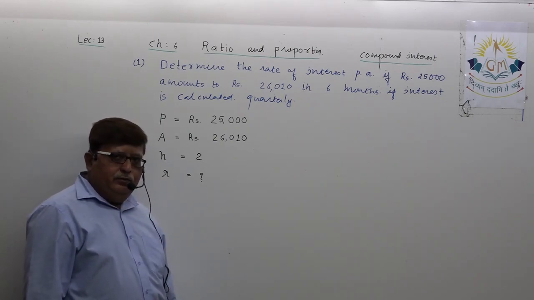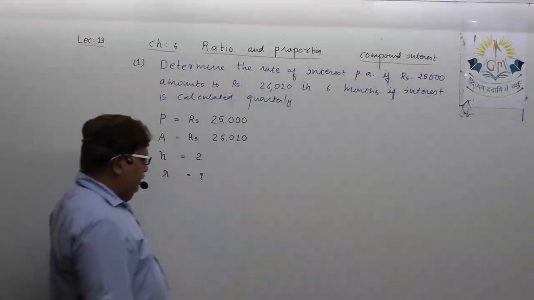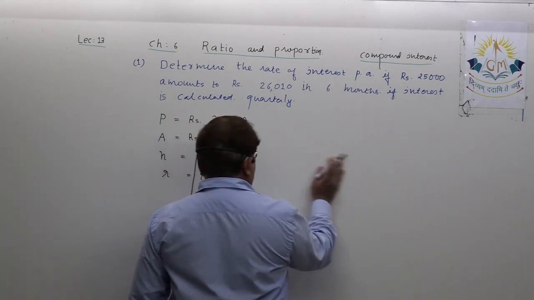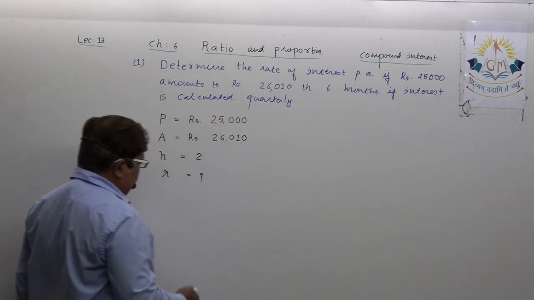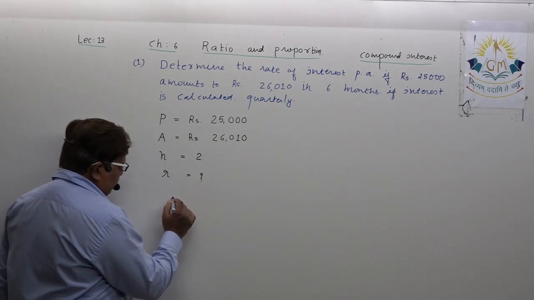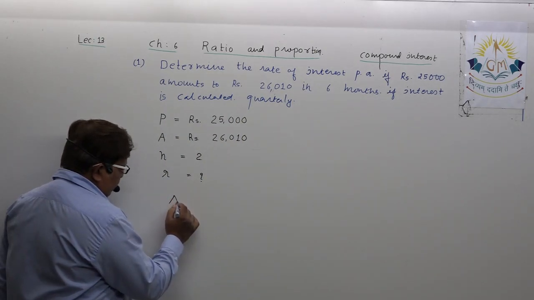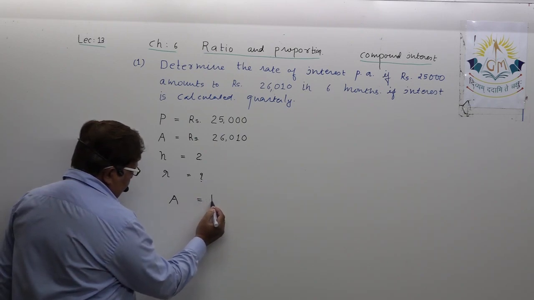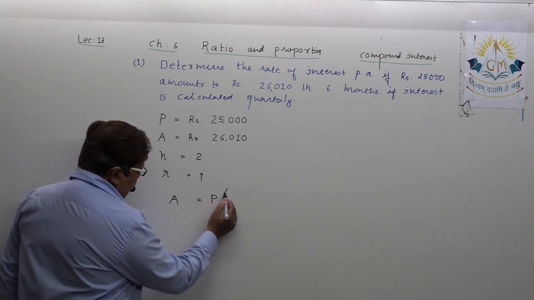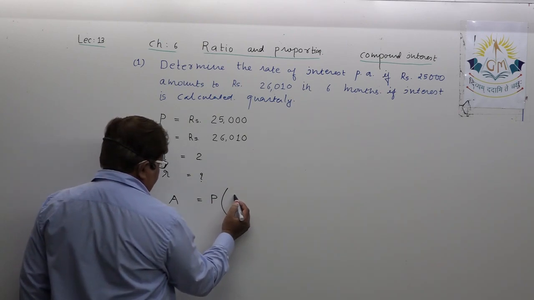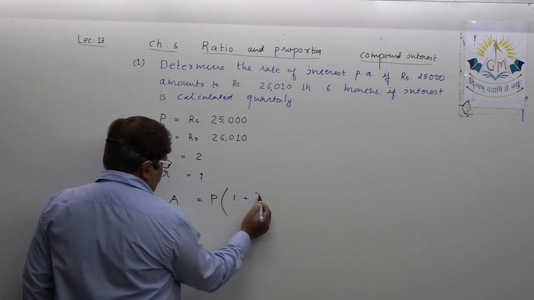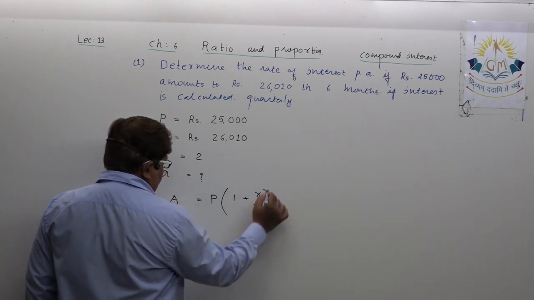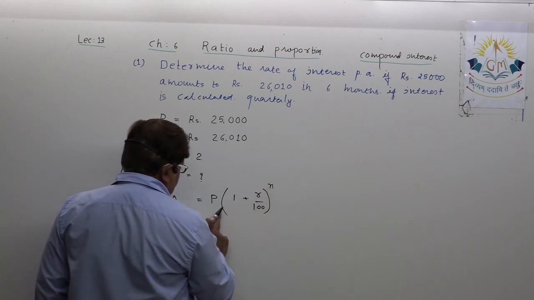This is the presentation of the data. And let us go for solving the example. Okay. Let me first write formula of compounded amount for you. A equals to, dear student, P into bracket 1 plus R upon 100 raised to n. Okay.